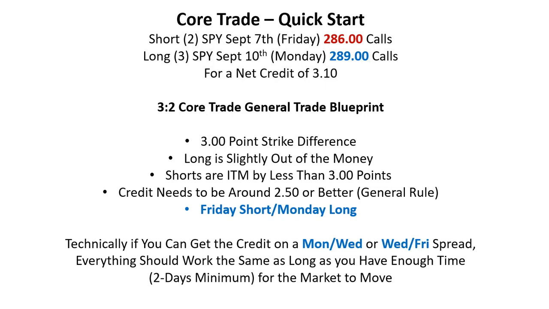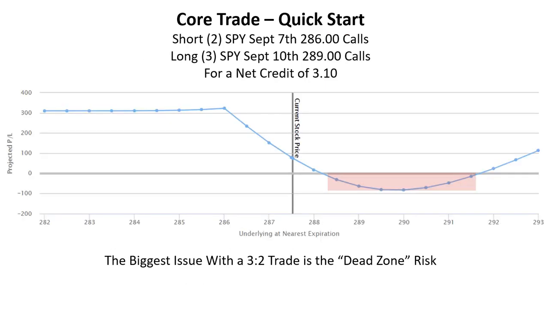Now, again, technically you can get the credit on Monday, Wednesday, or Wednesday and Friday. Everything should work the same when you get to steps 2 and 3. However, the problem is that you need at least 2 days for the market to move to give you a solid balance. So if you get it on Tuesday or Wednesday, maybe even Thursday morning at the latest, that will give you a solid probability of seeing the market move enough. Same thing with the Monday and Wednesday or Wednesday and Friday. But again, I don't want to get into that too much. Just be aware that it does exist.